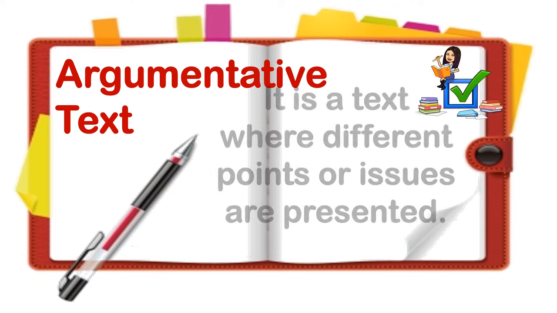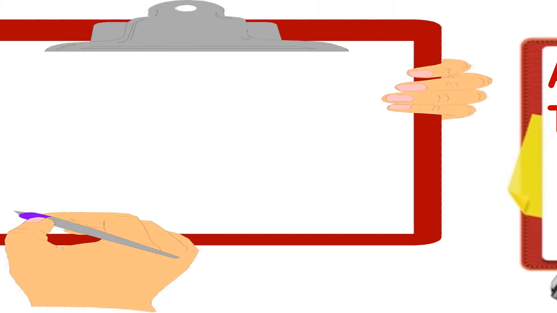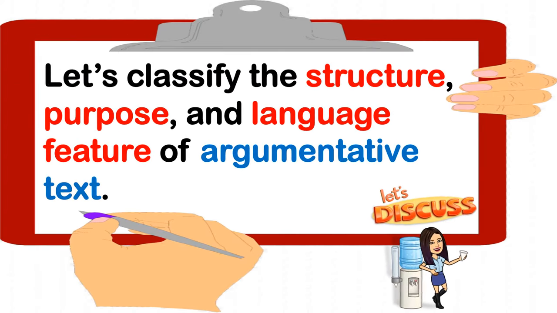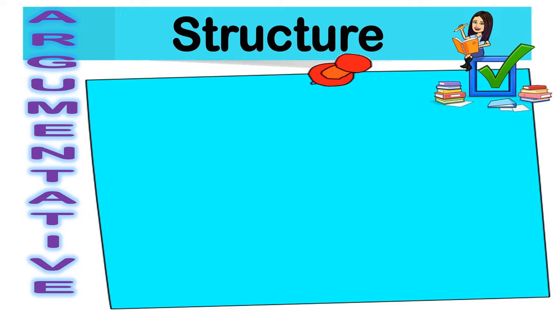Argumentative text. It is a text where different points or issues are presented. Let's classify the structure, purpose, and language feature of argumentative text. Structure. It is divided into four parts.